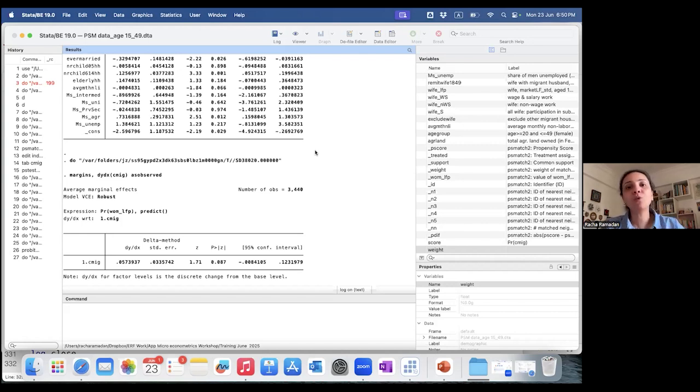And this is what we will overcome tomorrow with the difference in difference methods, because it will allow us to control for the unobservable characteristics. However, it requires having panel data, or at least two rounds of observations, to be able to compare between both of them.